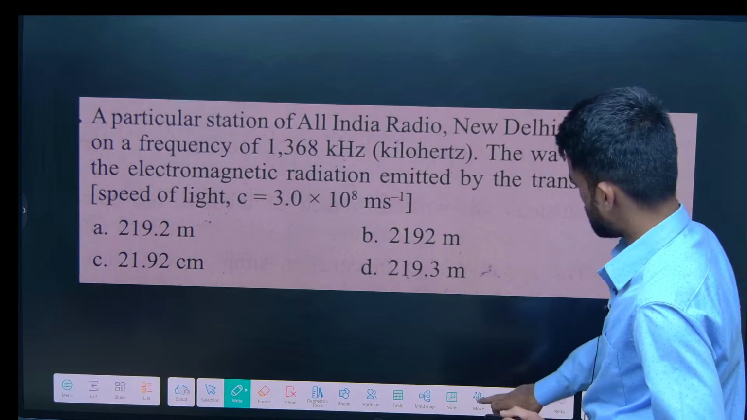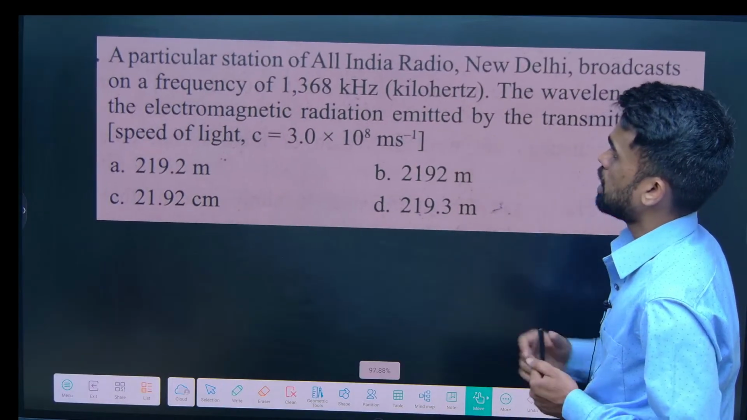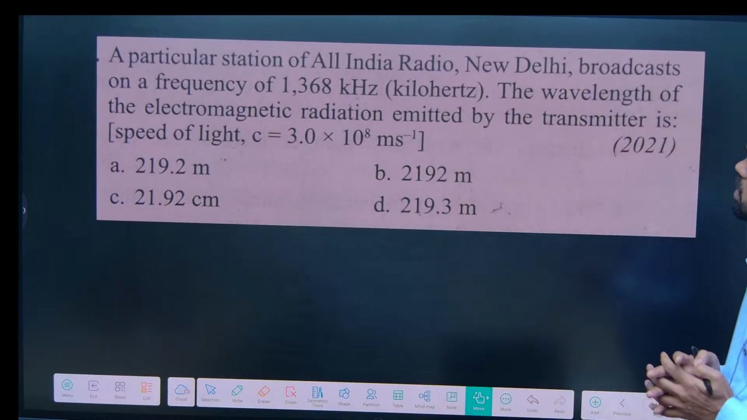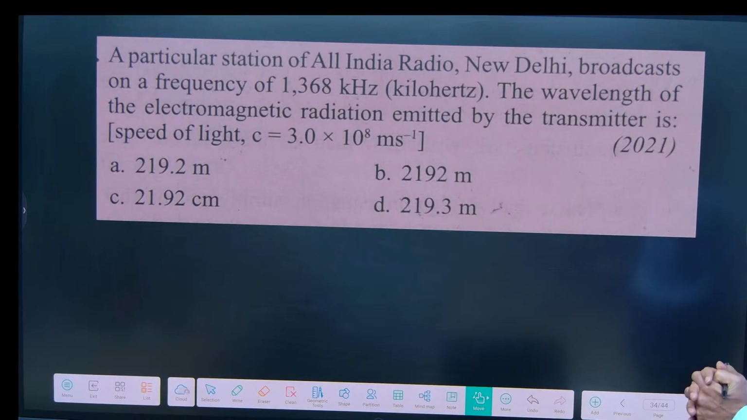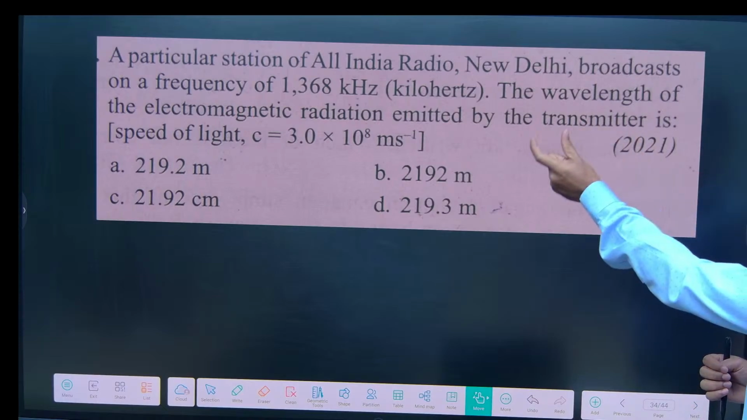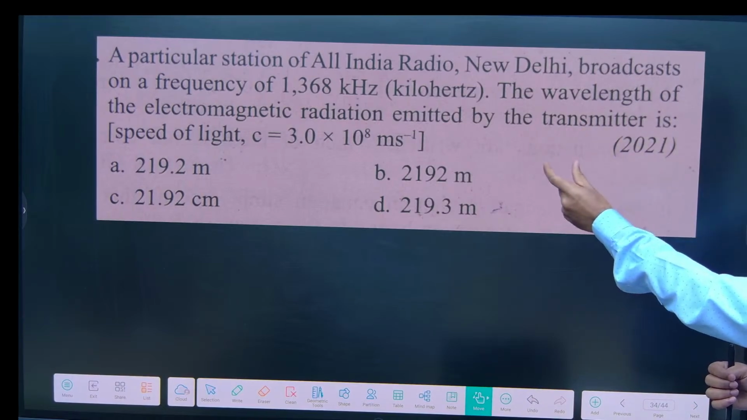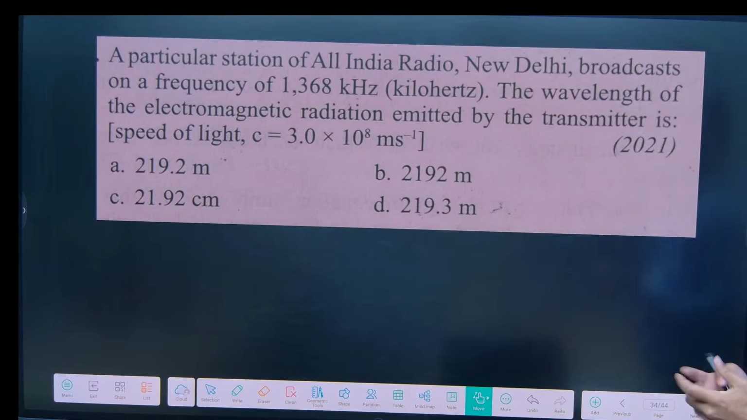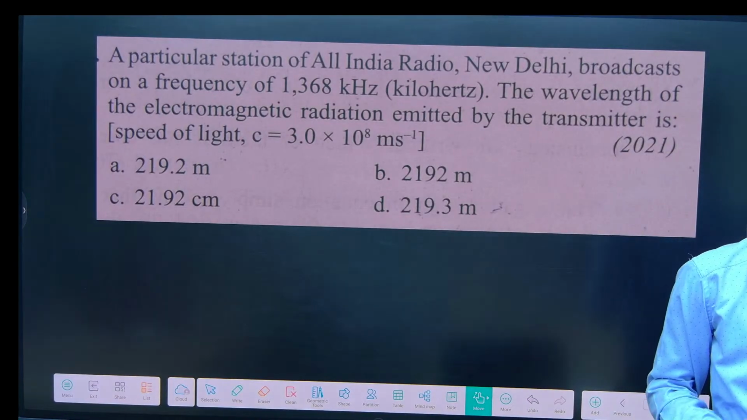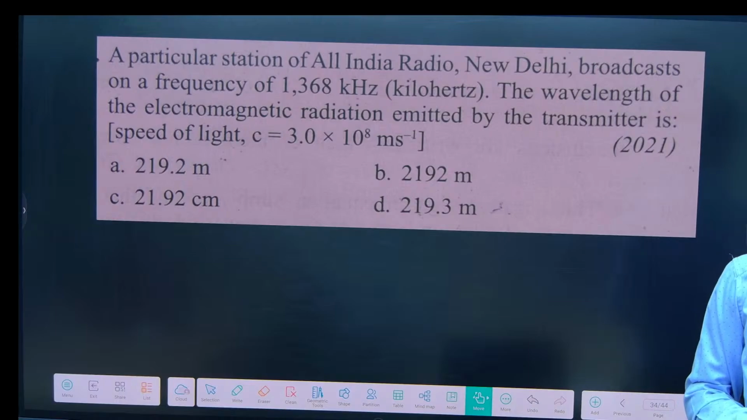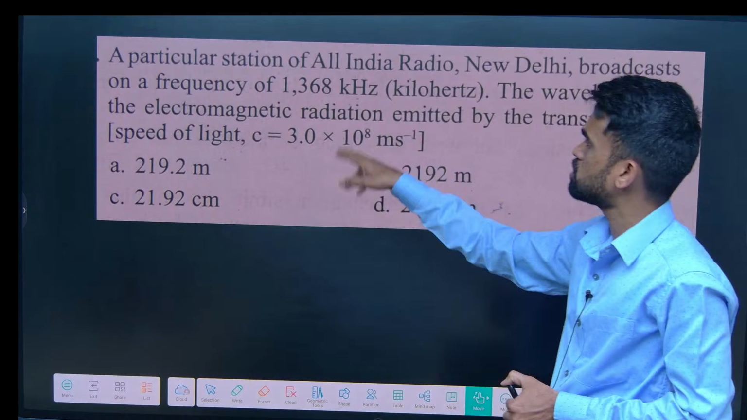Tell me, how can you solve this? A particular radio station, a station of All India Radio, New Delhi, broadcasts on a frequency of that much. The frequency is given; find the wavelength of the electromagnetic radiation emitted by this transmitter. What to do? We already did this model. You just take the values and try to calculate.